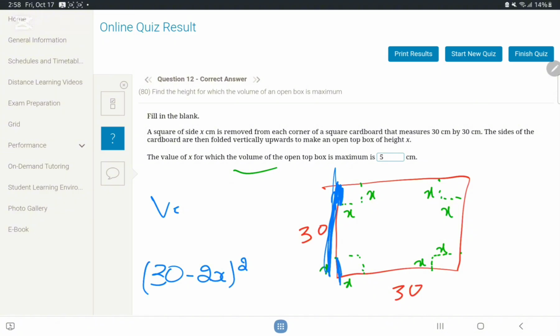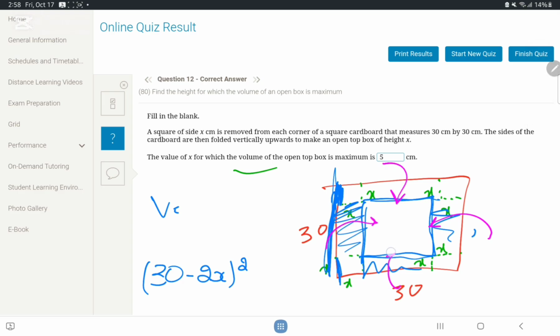Now they said they folded these sides up. It's hard to illustrate, but they folded them up to make kind of an open box from the top. When you fold it up, this box will have a specific height. This height will be this side, which is x. So the height is x.